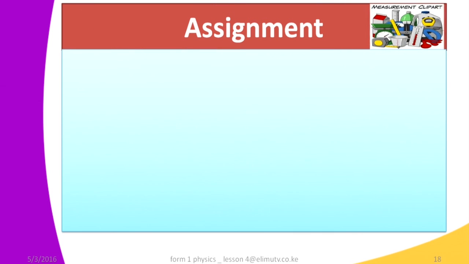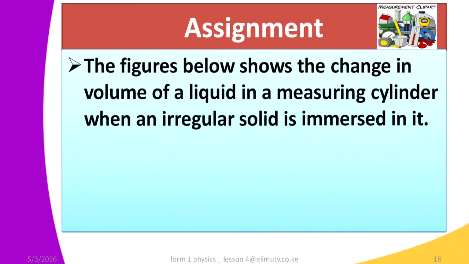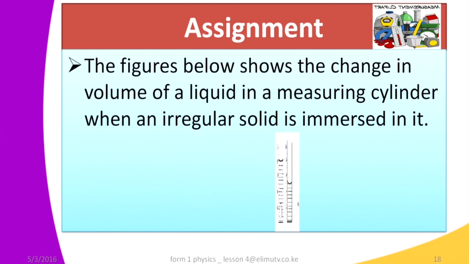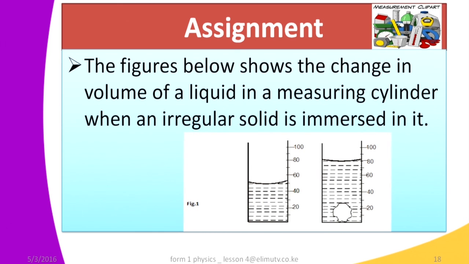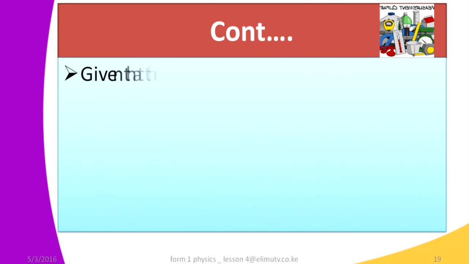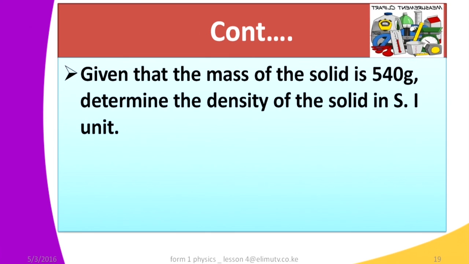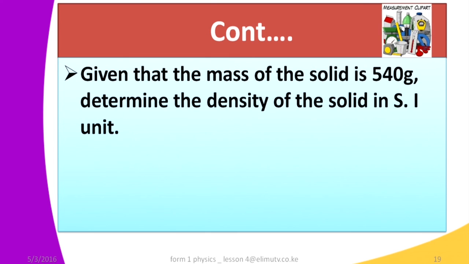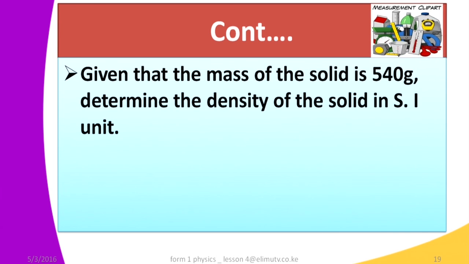So that is your assignment. The figure below shows the change in volume of a liquid in a measuring cylinder when an irregular solid is immersed in it. So we have the figure. This is our figure. So we immerse an irregular solid in the liquid. Study this figure, and then the information from the figure should help you answer the following question. Given that the mass of the solid is 540 grams, determine the density of the solid in SI units. What are the SI units of density? So that's what you have to do. You look at the figure, study the figure, and it should help you work out that problem.